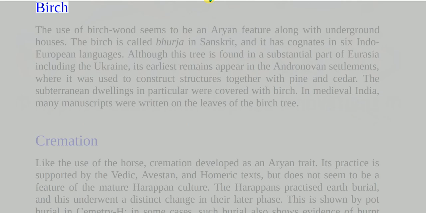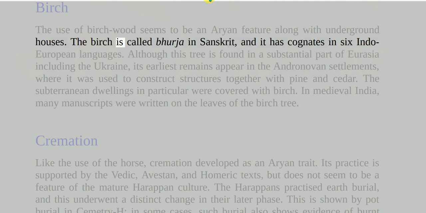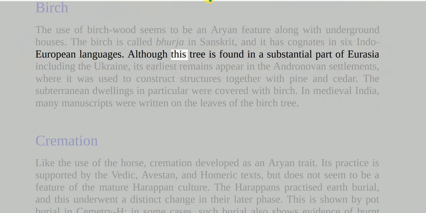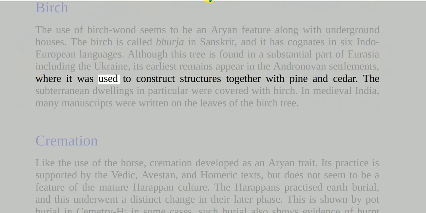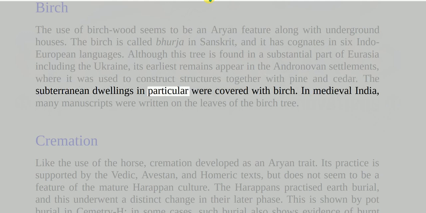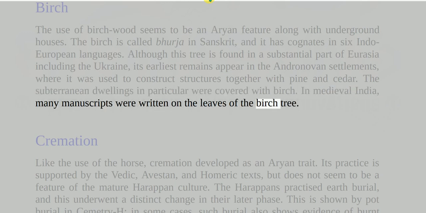Birch. The use of birch wood seems to be an Aryan feature along with underground houses. The birch is called bhurja in Sanskrit, and it has cognates in 6 Indo-European languages. Although this tree is found in a substantial part of Eurasia including the Ukraine, its earliest remains appear in the Andronovan settlements, where it was used to construct structures together with pine and cedar. The subterranean dwellings in particular were covered with birch. In medieval India, many manuscripts were written on the leaves of the birch tree.